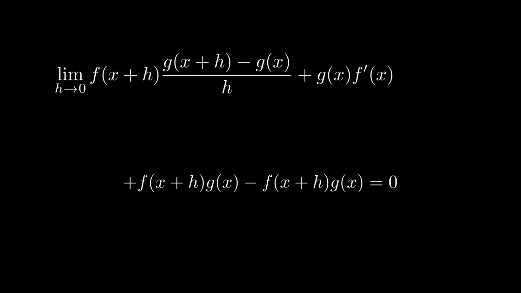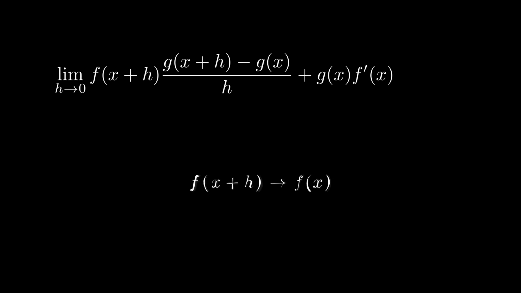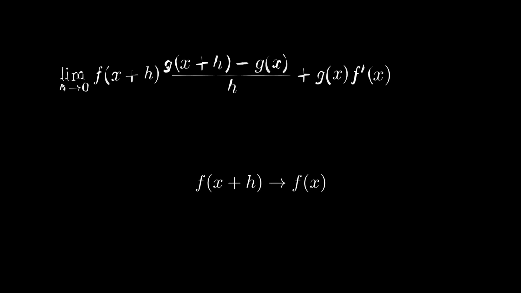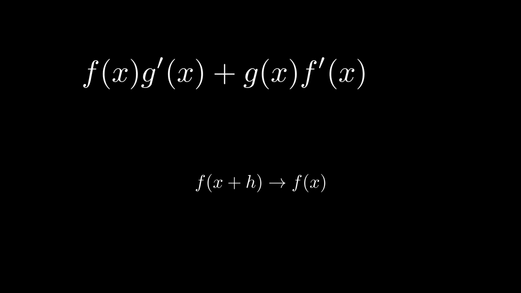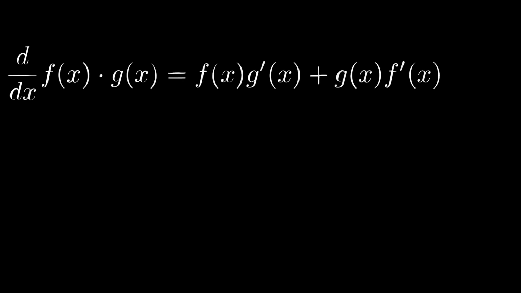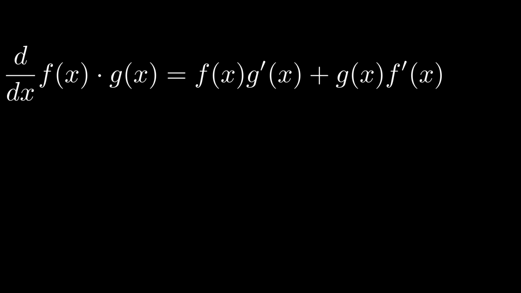But what happens as h approaches 0? Well, f of x plus h approaches f of x, so the whole thing just approaches f of x times g prime of x. Meaning our whole derivative approaches f of x times g prime of x plus g of x times f prime of x.